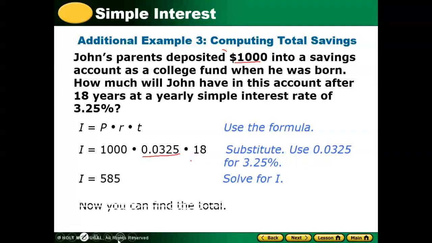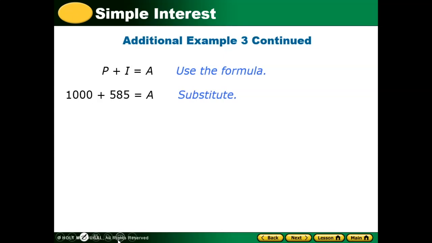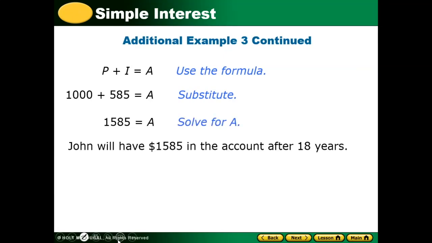So that's our interest, but are we done? No, we still have to find the total. So to find the total, we have to use P plus I equals A, because we know that the original amount of money that was invested was 1,000 and the interest earned was 585. So we add those together. So John will have $1,585 sitting in that account after 18 years.